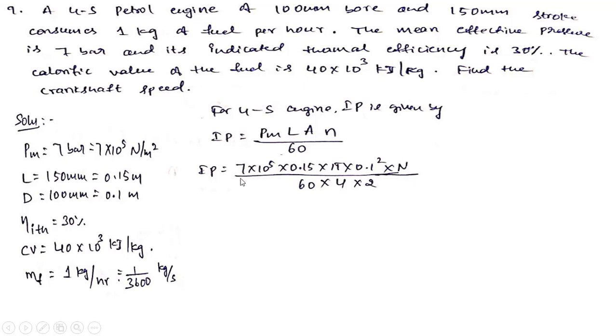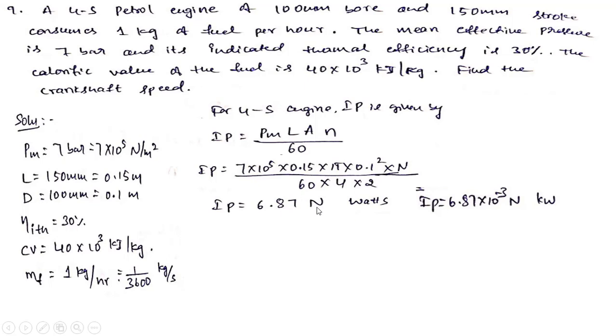But here IP is also not given. Instead of IP, they have given the indicated thermal efficiency. So let us see how we will calculate IP. We will calculate IP in terms of N, then make use of the indicated thermal efficiency to calculate the speed of the crankshaft. So IP will be in terms of N only. It is 6.87 N watts, or you can give it as 6.87 × 10^-3 N kilowatt.